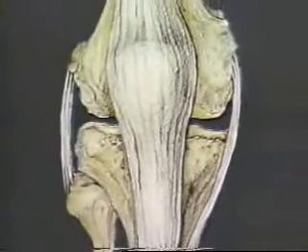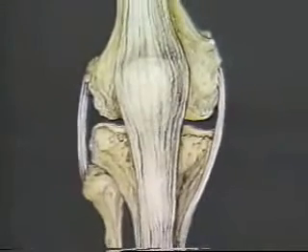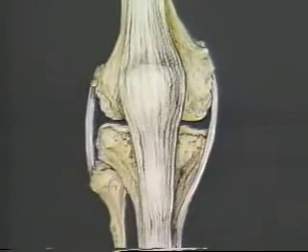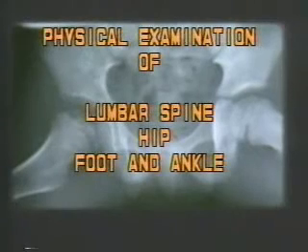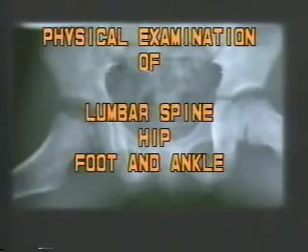This concludes the examination of the knee. The examiner is reminded that symptomatology reported about the knee, especially in children, may in fact be referred from pathology about the hip, and a thorough examination of the lumbar spine, hip, foot, and ankle must be carried out.